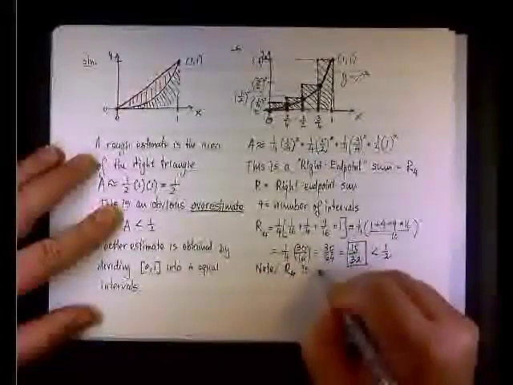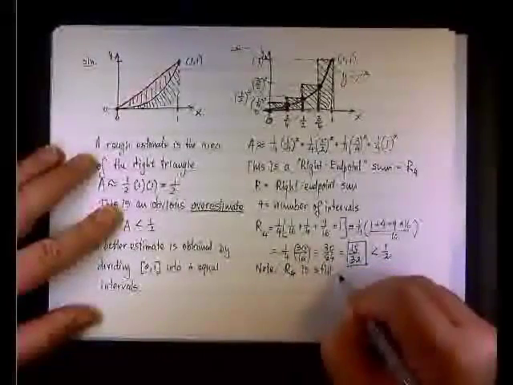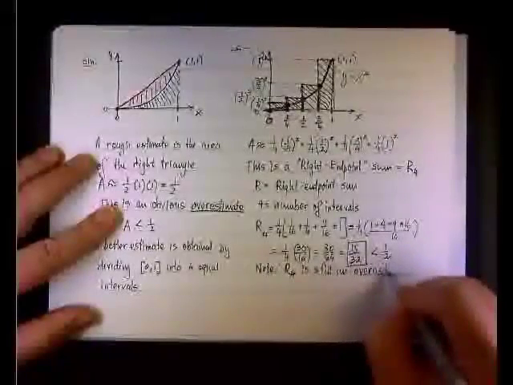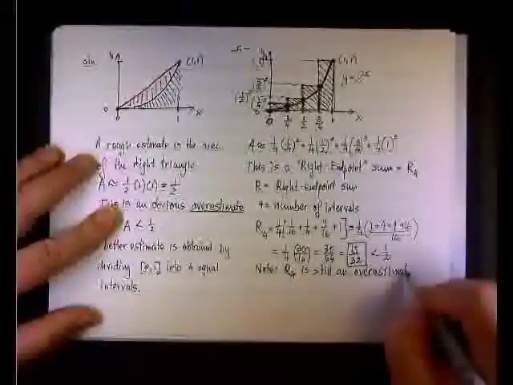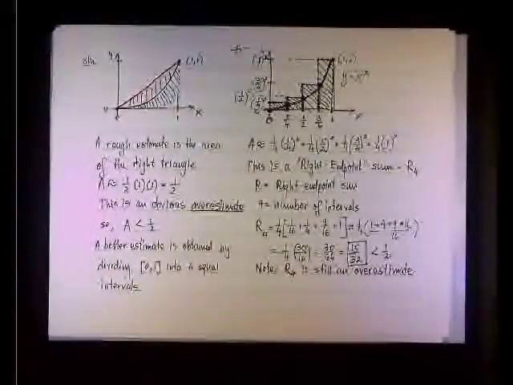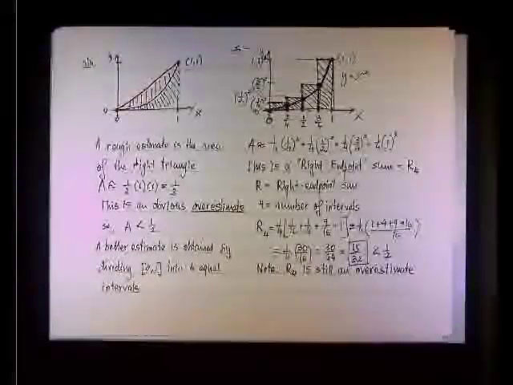R4 is still an overestimate. It is less than half, so it's better than the triangle. So what we're going to do next? What we're going to do next is the following.